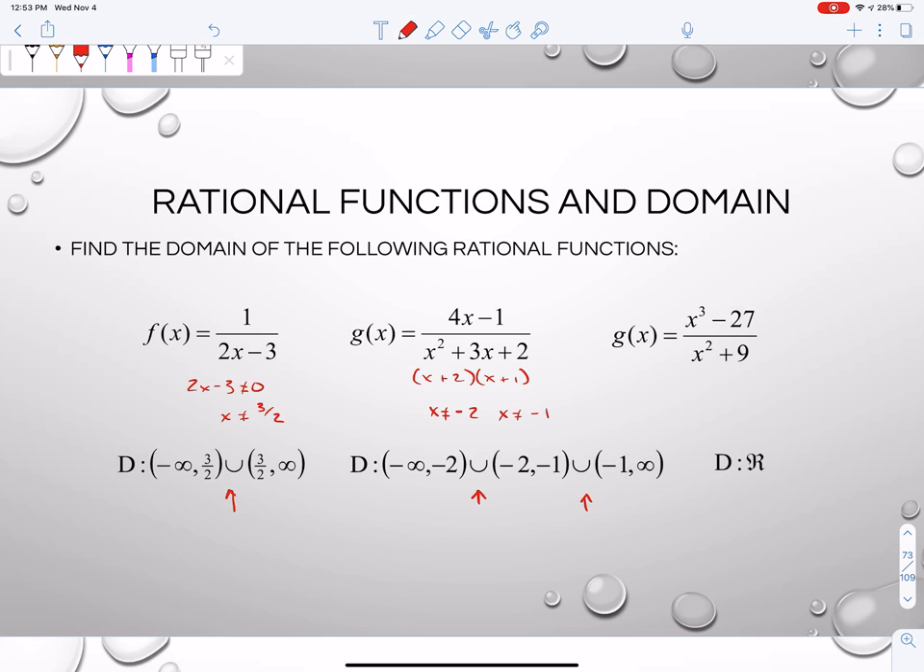The last one, which probably should be an h of x, just for the sake of the slide, I have x squared plus 9. If I set x squared plus 9 not equal to 0, I would get x cannot equal plus or minus 3i. Those are not real numbers, they're imaginary. Therefore, in the real numbers, I have no values that cause division by 0. Thus, my domain here is going to be all real values.